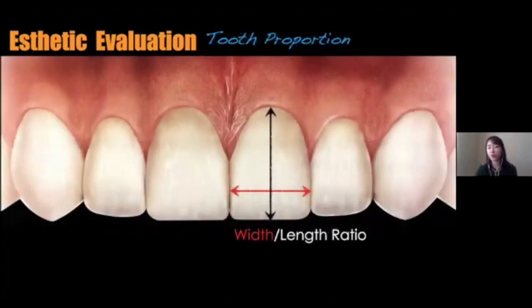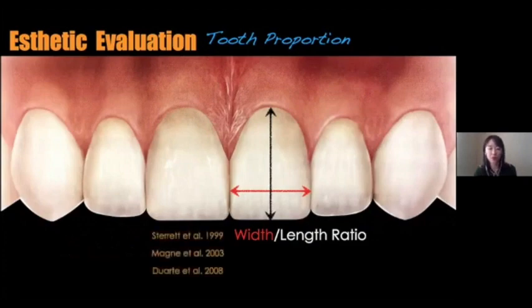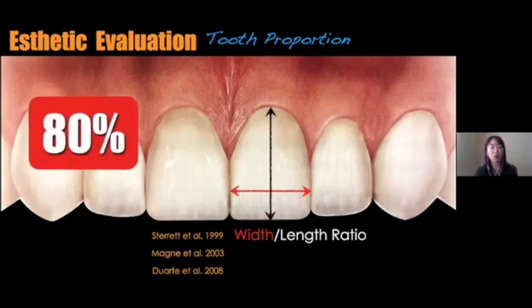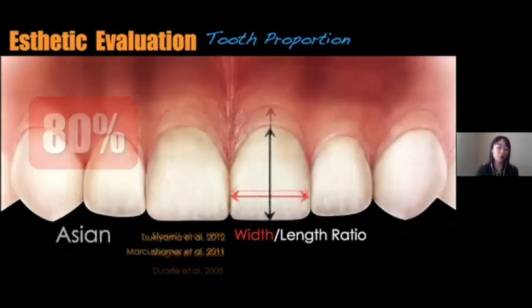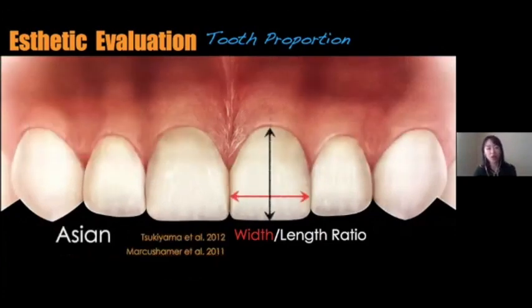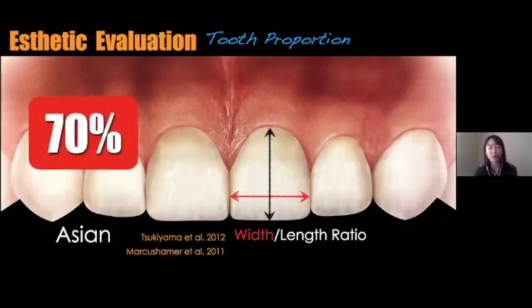And the second important part that I really value a lot is the tooth proportion, which is the width-length ratio. There is a lot of classic literature talking about this width-length ratio, and authors like Sterrett, Magne, and Dorate are usually talking about a number of 80%. However, some Japanese authors mentioned that in Asians there is a relatively smaller proportion, which is 70%. But basically, all the articles range from 70 to 80% of the crown root ratio, the width-length ratio.